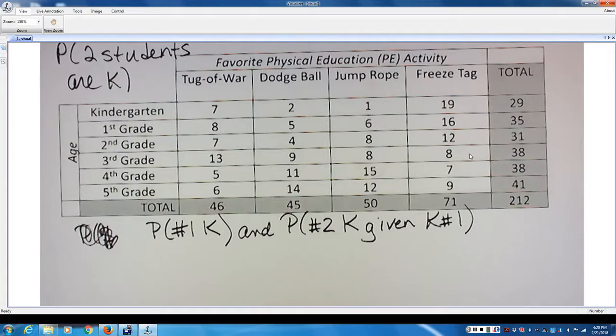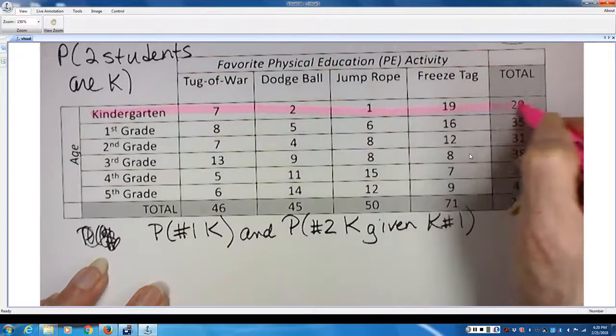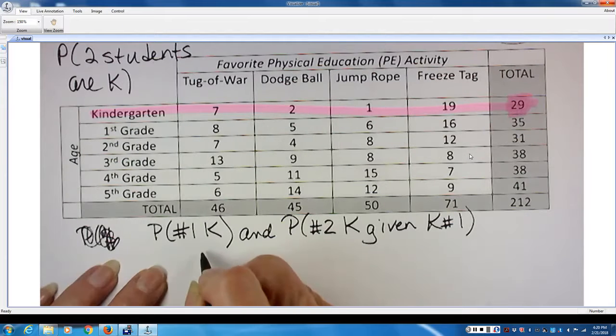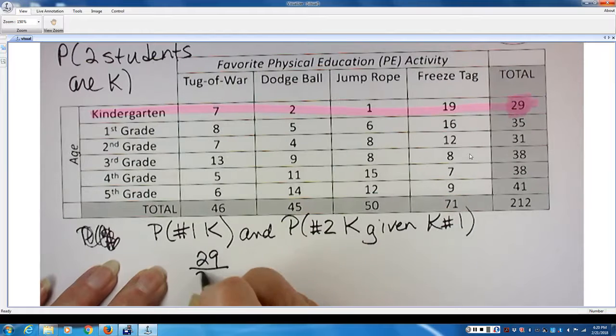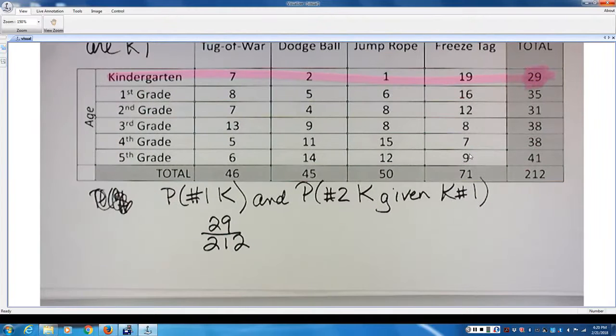How many kindergartners are there? Okay, 29 kindergartners. We don't care what sport they like, so we're not going to pay any attention to the sports. What's the probability I randomly select a kid from this group and select a kindergartner? Okay. Now, I need another kid, so I'm going to randomly select another kid. I've still got kindergartner number 1 over here by the hand. He's not in that 212 anymore, or she.